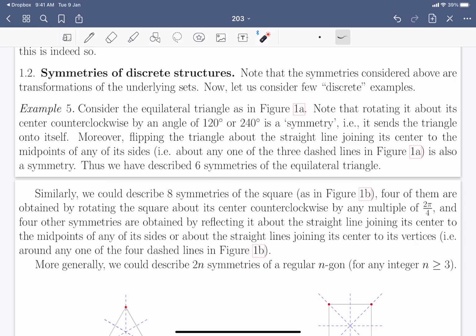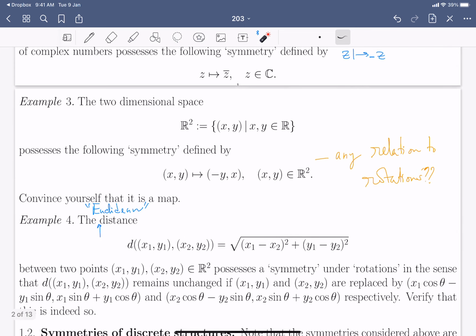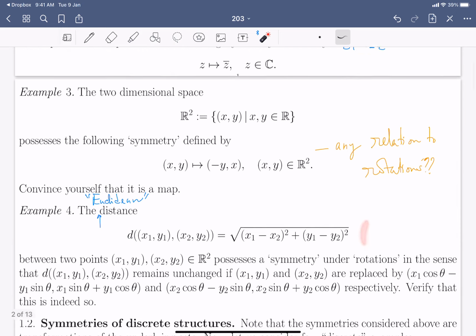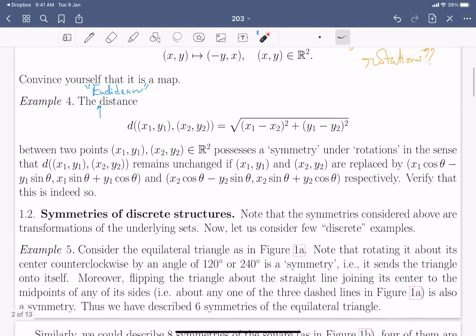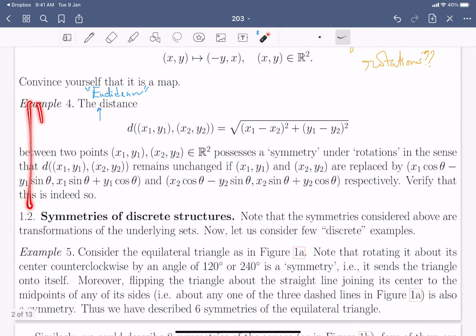Note that the symmetries that we have considered above can be called transformations of the underlying sets. What do you mean by transformations? If you want, you can call them mappings or bijections from the set to itself. So for example, here you might be wondering what sort of bijection you're dealing with, and they are already mentioned in this example.